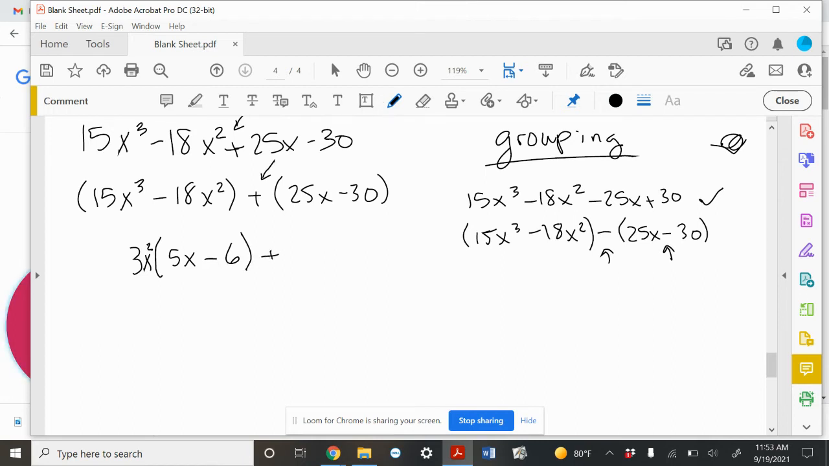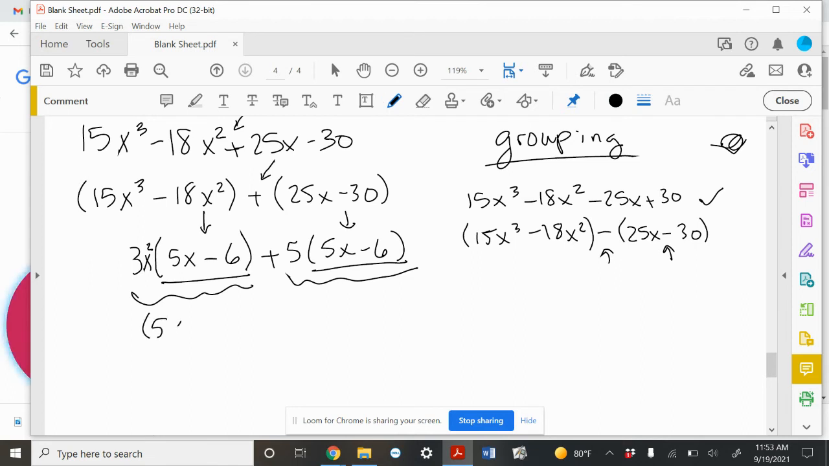And then I have plus, and what's common to these two numbers, of course, 5. And I have 5x minus 6. Now this is important. These two terms must match up for this to work. If they don't match up, you can't go any further. Now, looking at this term and this term here, I have this common term for both of them. So I can factor out 5x minus 6. And I'm left with 3x squared plus 5.